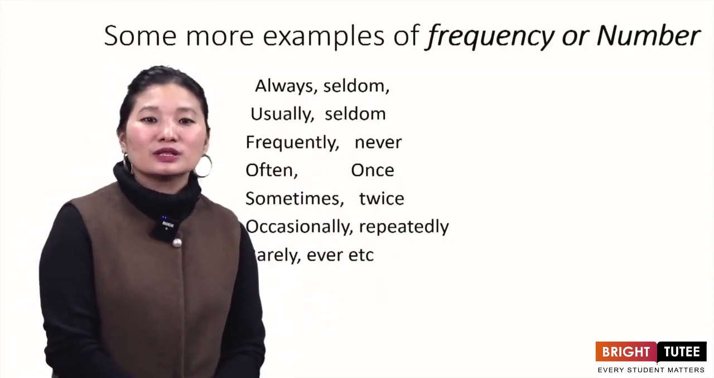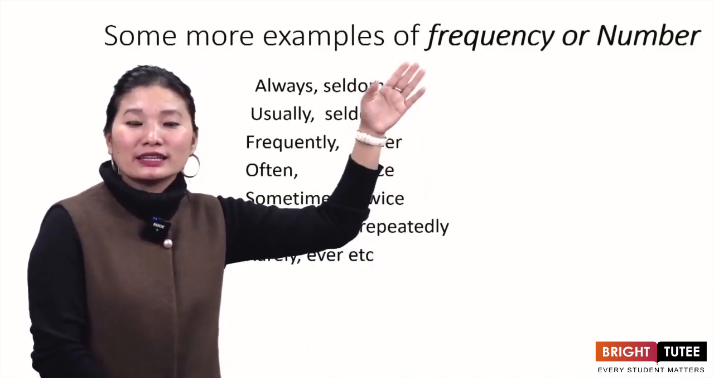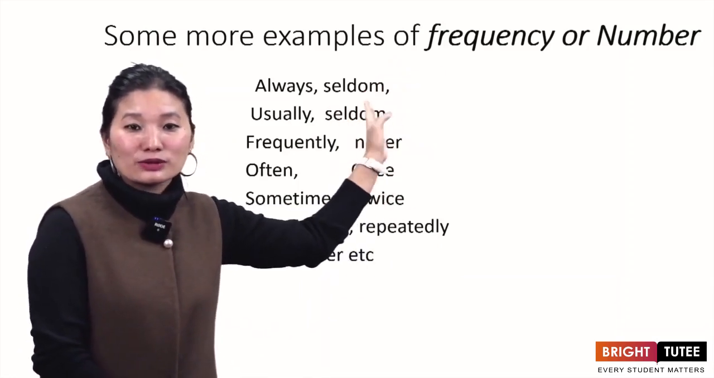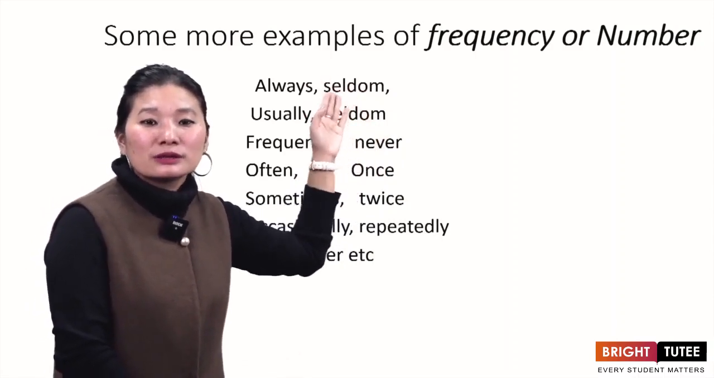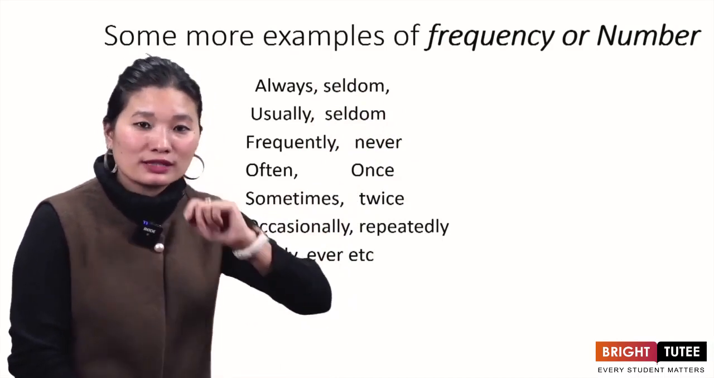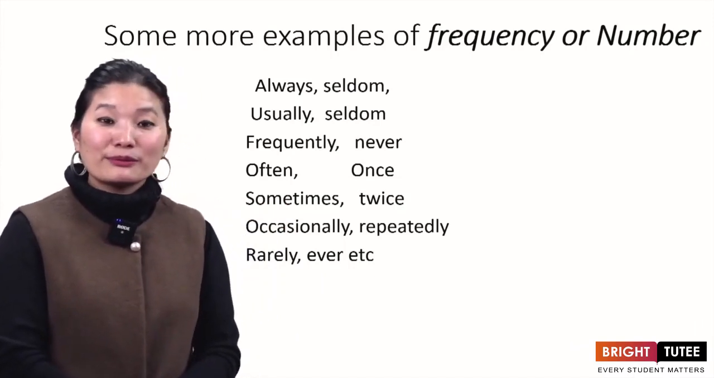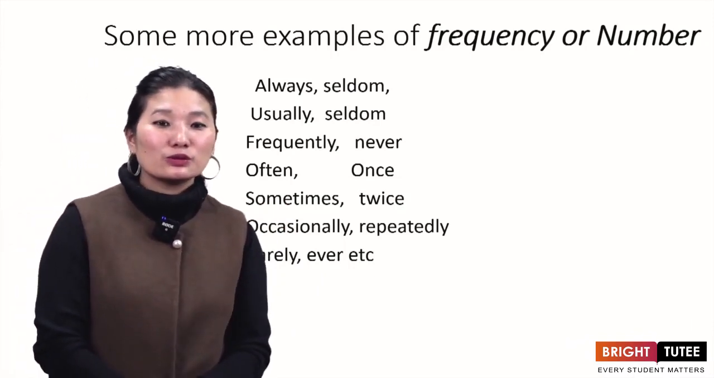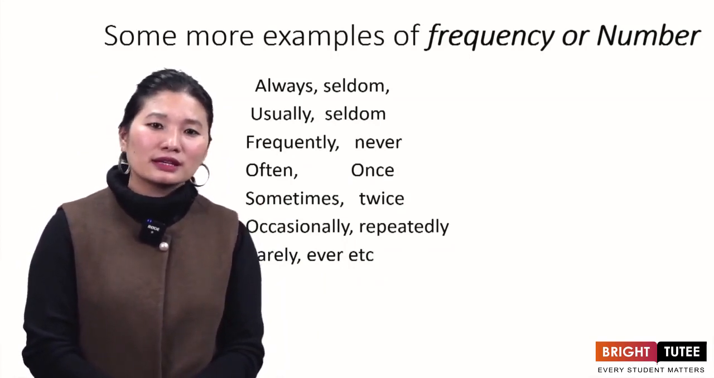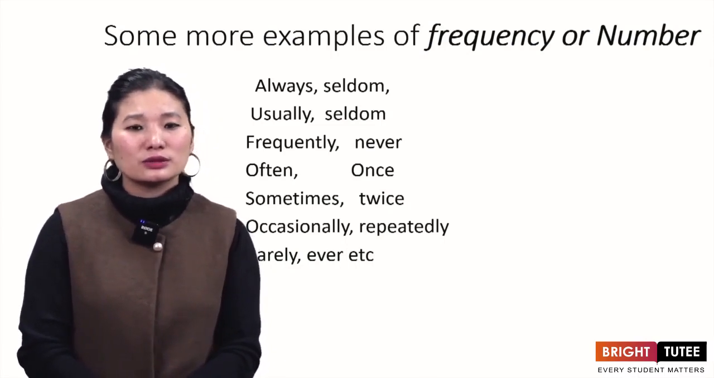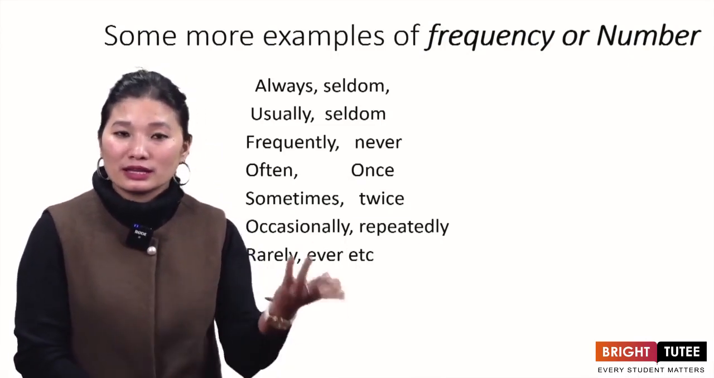Always, seldom, usually. Seldom is given twice. So the word twice is also an adverb of frequency or number. I've given this one by mistake, but that is good for us because the word twice can be used here again. I've given the word seldom twice. How many times did I give? Twice. So that is one good example for us again. It comes under adverb of frequency or number. And then the next words are frequently, never, often, once, sometimes, twice, occasionally, repeatedly, rarely, ever. Never can also be there, okay, etc.